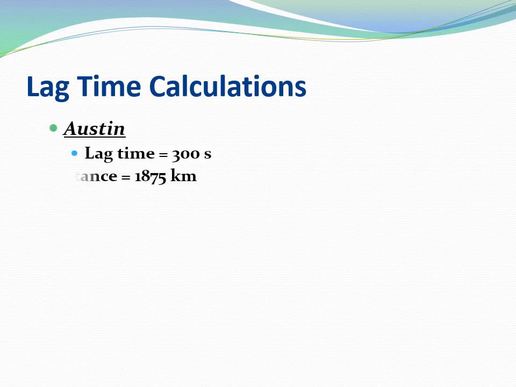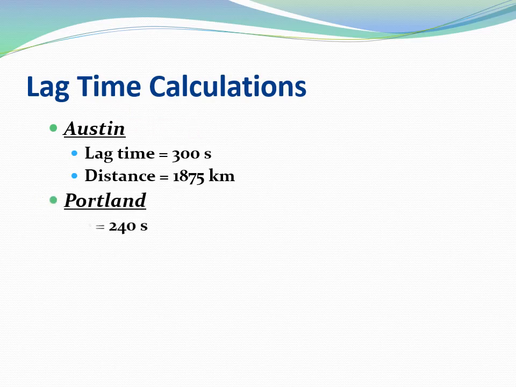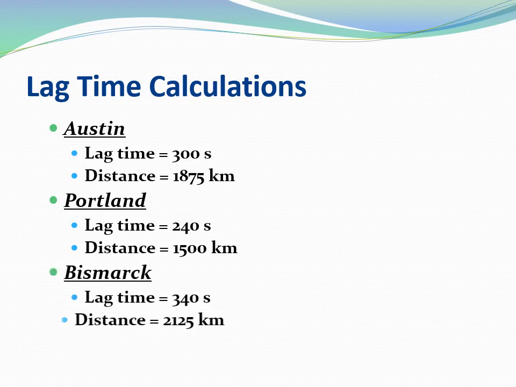So in looking at the lag time for each one of these, we see that Austin has a lag time of 300 seconds. Now, in our packet, we have a graph that says that 300 seconds gives us a distance to the epicenter of 1,875 kilometers. For Portland, the lag time is 240 seconds, which the chart gives us 1,500 kilometers. And then for Bismarck, it's 340 seconds, which the chart gives us 2,125 kilometers between Bismarck and wherever that epicenter is.